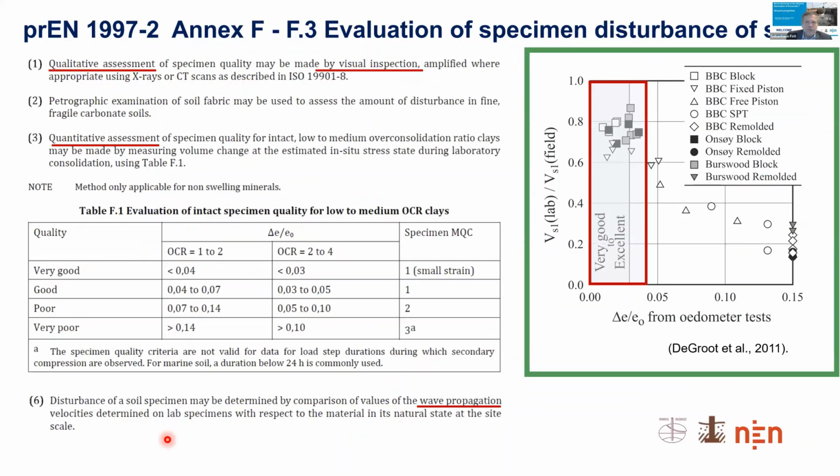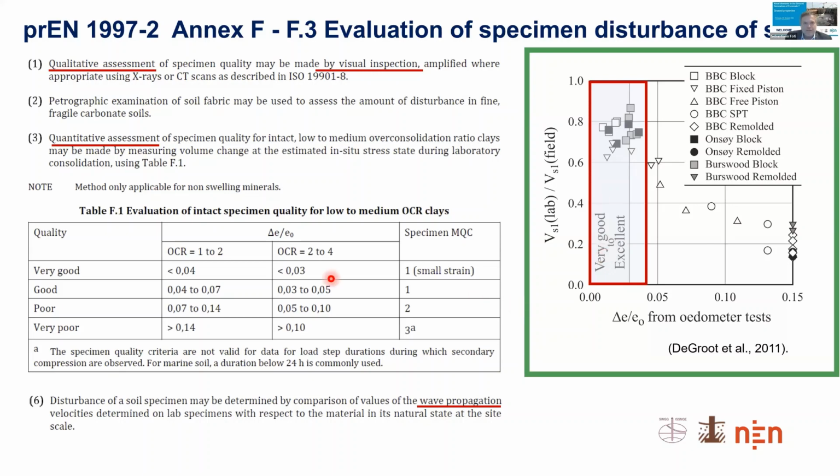Back to the topic of the quality of the specimen that we use in the lab, we have indication in Annex F again, specifically in Annex F point 3, where details on quality of the specimen are reported, ranging from a qualitative assessment by visual inspection, that is obviously the first basic step that we can use in the lab, to a more quantitative assessment that can be based on the behavior of the specimen in terms of the volume change at the estimated in situ stress state. This is something quite well consolidated in the literature. If we have a reduced volume change when we bring our sample to the state of stress that it had on site, we can think that our specimens are very good to excellent.